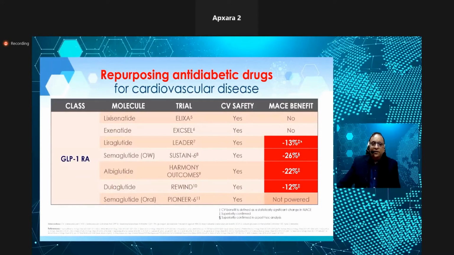Now, if you look at the GLP-1 receptor agonists, we have many in the market: lixisenatide, exenatide, liraglutide, semaglutide, dulaglutide. Semaglutide oral will come in due course. Albiglutide is no longer available. And if you look at the numbers, there is significant MACE benefit for liraglutide, semaglutide, as well as dulaglutide. And again, these studies are positive with MACE benefit. All of the GLP-1 receptor agonists are CV safe.